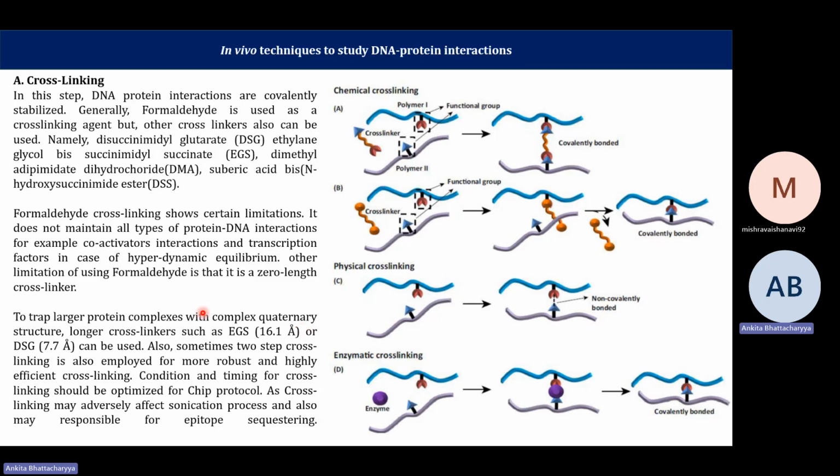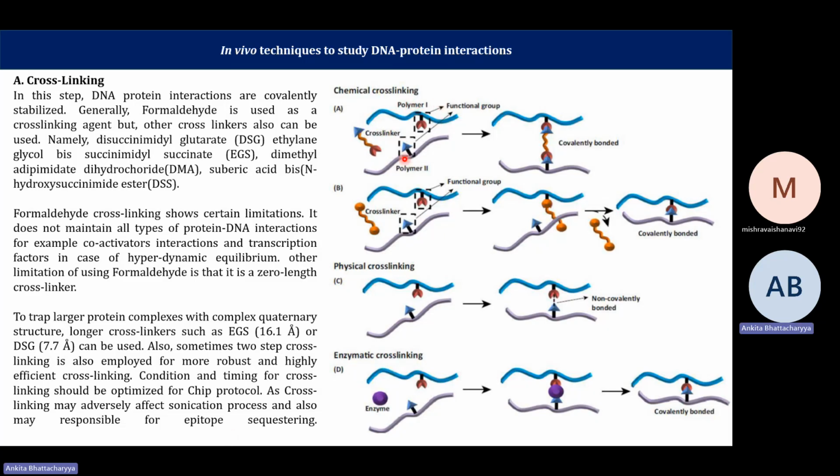Another issue with cross-linking being performed for an extended period is that it can sequester epitopes and compromise the ability of the antibody to eventually bind when you perform immunoprecipitation. So you do not want your epitopes to get masked. You want them to be available and accessible to your antibody.